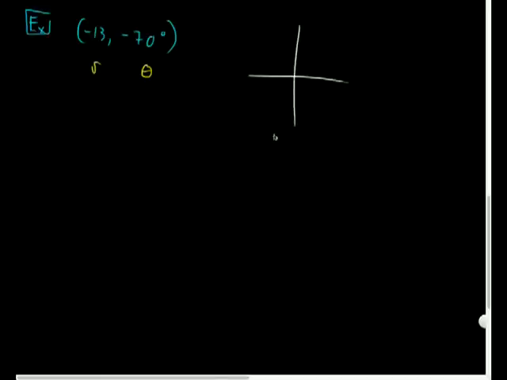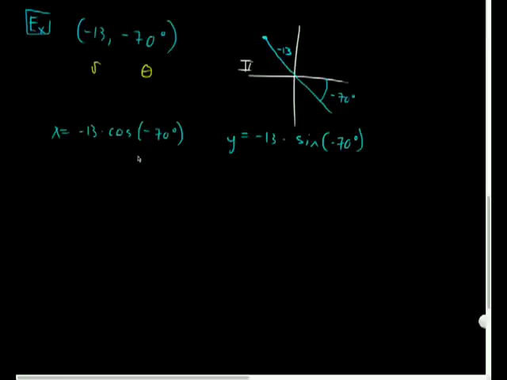So let's see. If I go negative 70 degrees, this point is somewhere like this. And then they're asking me to move in the negative 13 direction, so it's the opposite, right there. So I'm actually in quadrant 2 here, right? That's worth knowing because I'm going to be finding out some values of sine and cosine in a moment. So x is equal to negative 13 times the cosine of negative 70, and y is going to equal negative 13 times the sine of negative 70.